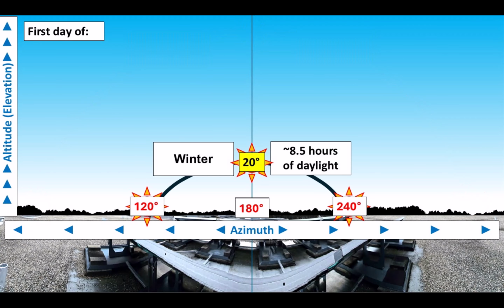In a similar way, we can trace the sun's path across the sky on the first day of winter for this location. We won't take time to point them all out, but look at all of the changes for the shortest day of the year.